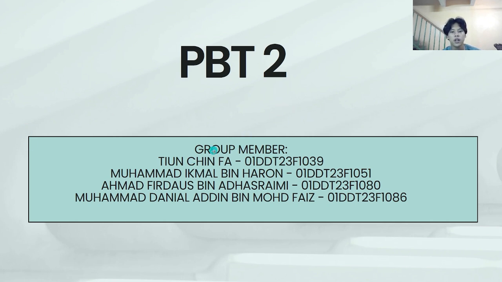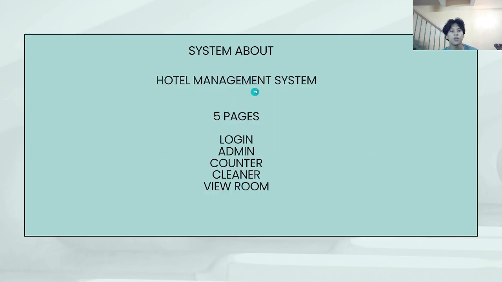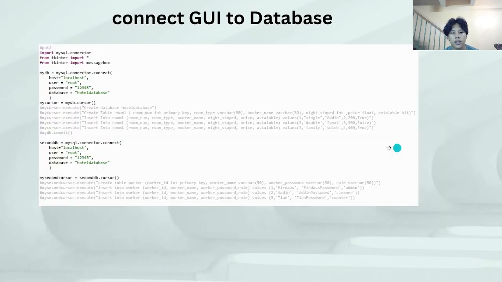So this is our group members, so here is my name. Our system is about a hotel management system. There will be 5 pages. The first one is login, then admin, counter, cleaner, and lastly view room. So my part is login.